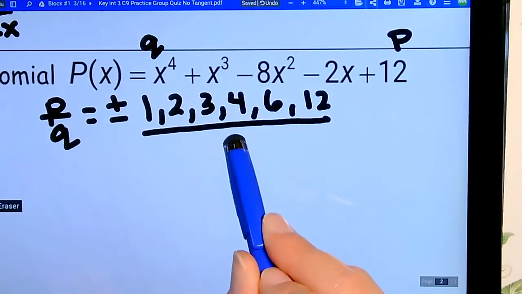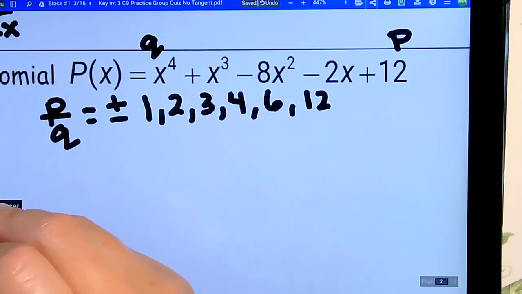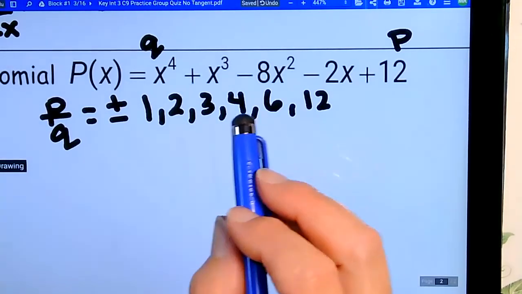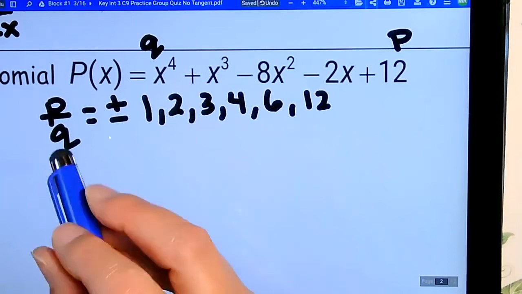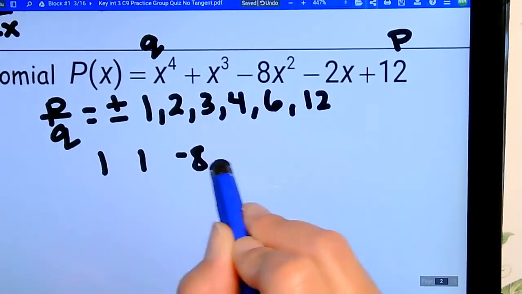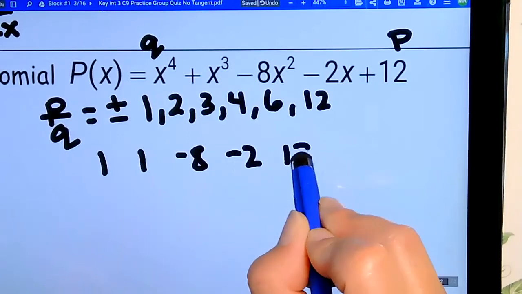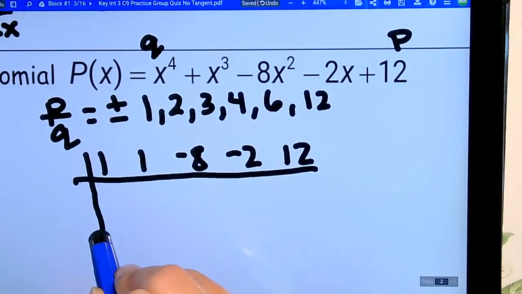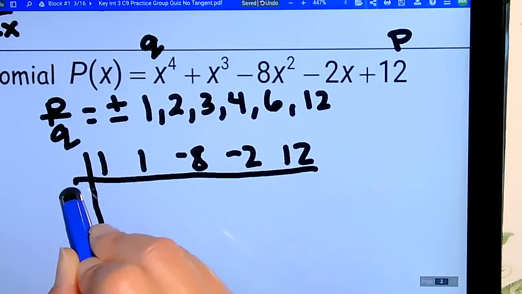Okay, so I'm going to get rid of this. I don't need that. And so I am now going to try these. I need to get 4 answers. So I'm going to start with a 1, 1, negative 8, negative 2, 12. I'm going to try 1 and see what happens.